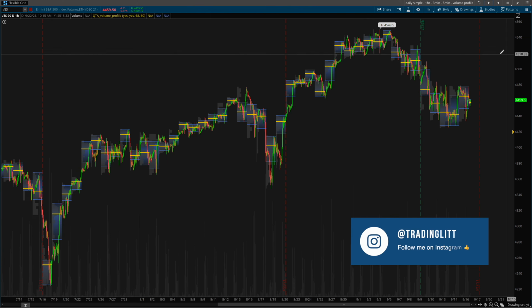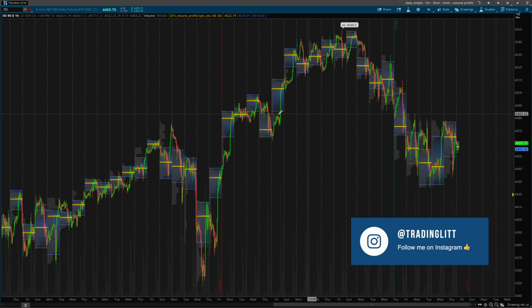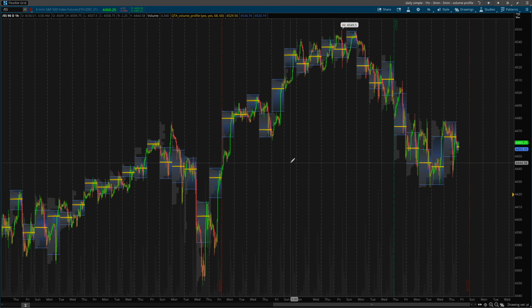Zooming out for a second, we're looking at the hourly chart. Again, the volume profile is not going to be affected by the time frame in which you're looking at it. I just started with the 30-minute time frame because I was referencing the market profile also, but you can use this TOS study on any time frame. It's going to be the same because it's pretty much aggregating all of the data for that whole day.